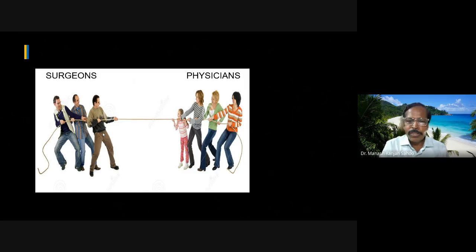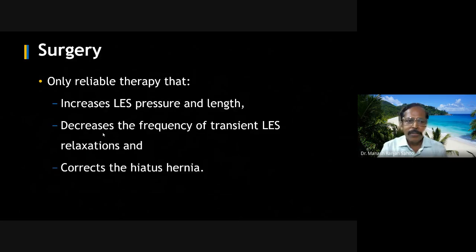So this tug of war continues till today, and it will continue forever. So why is surgery recommended? Because this is the most reliable therapy that increases the lower esophageal sphincter pressure and the length of the esophagus. It decreases the frequency of transient lower esophageal sphincter relaxation because you are giving a wrap, and it corrects the hiatus hernia. So all these three things are very comfortably achieved with an anti-reflux surgery.